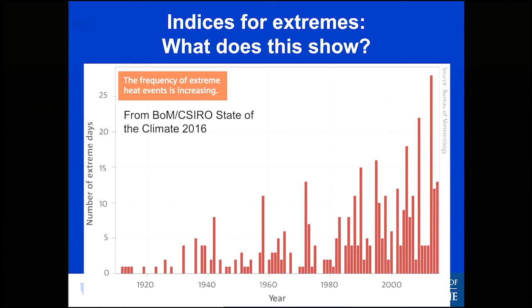Yep. So your eye automatically catches the top number of extremes. But if you look at the average, it's a lot flatter. Yeah, I mean, it's pretty flat until 1950. That's actually what average temperature across Australia is as well.